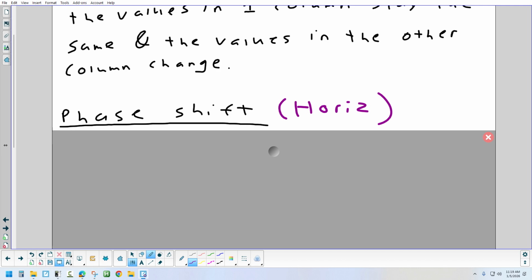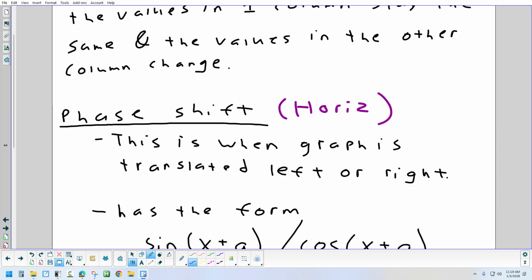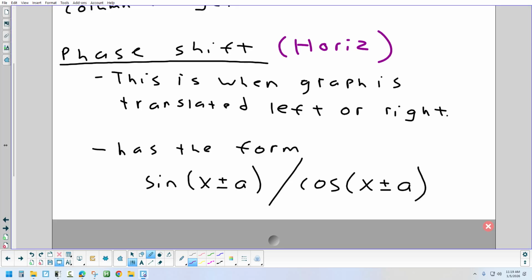And when it's horizontal, is it inside or outside? Yep, inside. By inside, we mean what you're adding or subtracting is in the parentheses. If you put it on the end of the function, that's different. That's outside. So inside means in the parentheses.